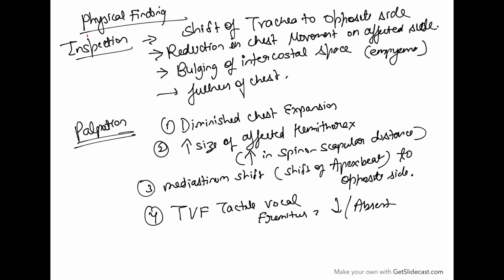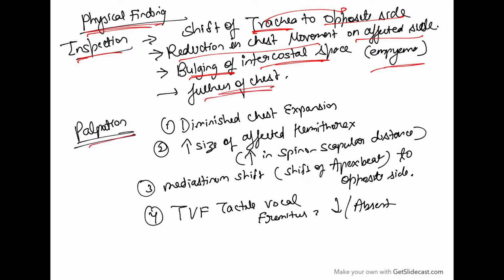Now, talking about the examination findings. First of all, on inspection, you can see the tracheal shift. If there is a lot of pleural effusion, the trachea could be shifted to the opposite direction. And there will be reduction in the chest movement on the affected side. Also, there could be bulging of the intercostal space, especially in case of empyema. We can see the fullness of the chest on that side.